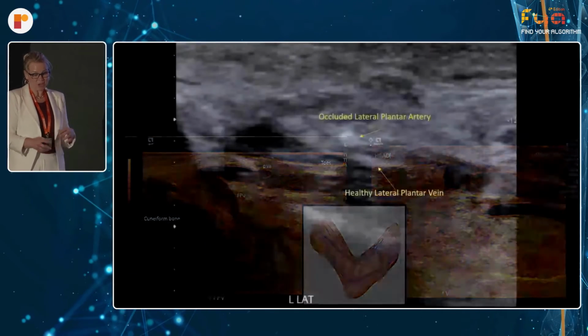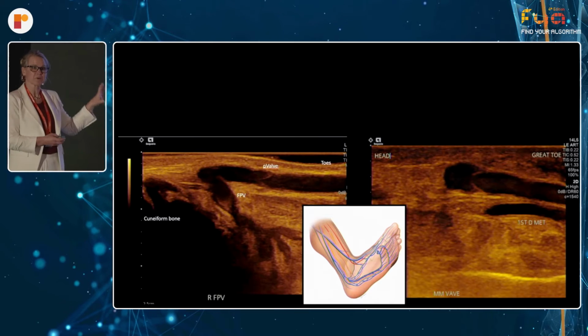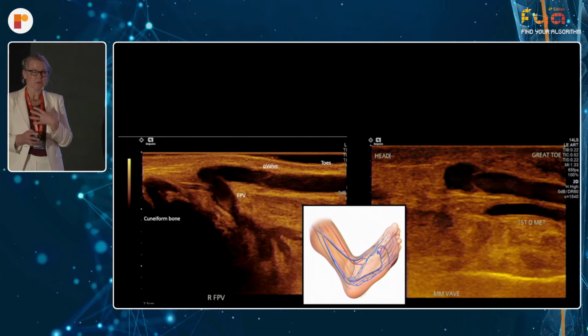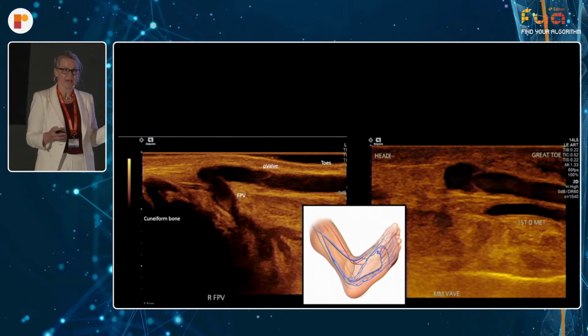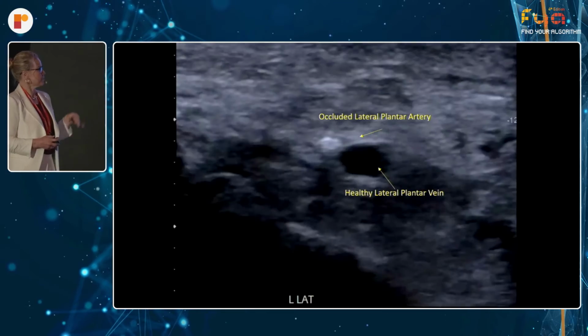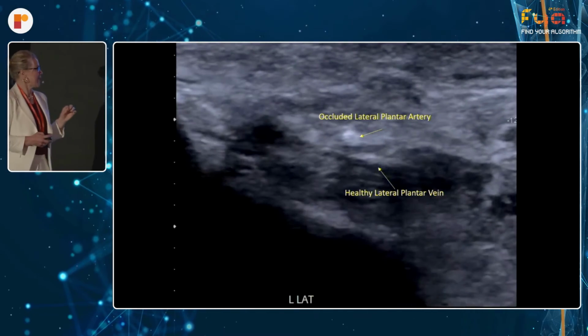I would be remiss if I also didn't talk about pedal arch scanning of the veins preoperatively for DVA. So we can see these veins really, really well. We can appreciate the valves and have an understanding of the diameter and the health pre-DVA. So here's an example of an occluded lateral plantar artery. It's a beautiful, healthy lateral plantar vein for possible access.